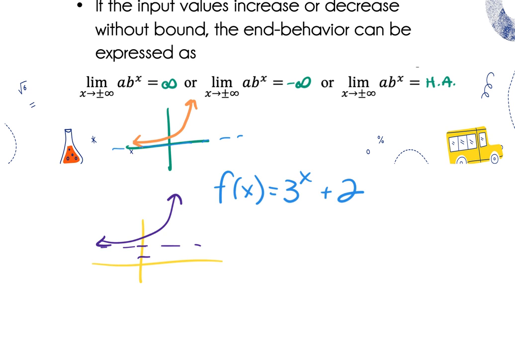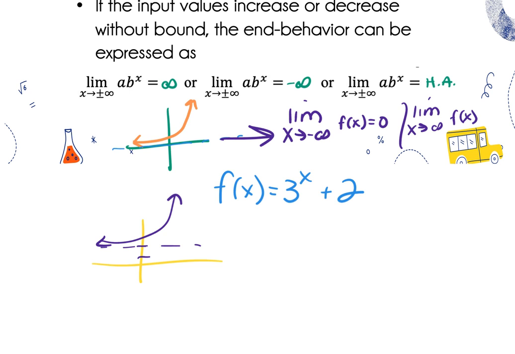Yeah, sure. So if I'm going off that first example, this one here, the orange graph, what is the limit as x goes to negative infinity? 0. And the limit as x goes to positive infinity would be what? Infinity. So one side's going to go positive or negative infinity. The other side's going horizontal asymptote.